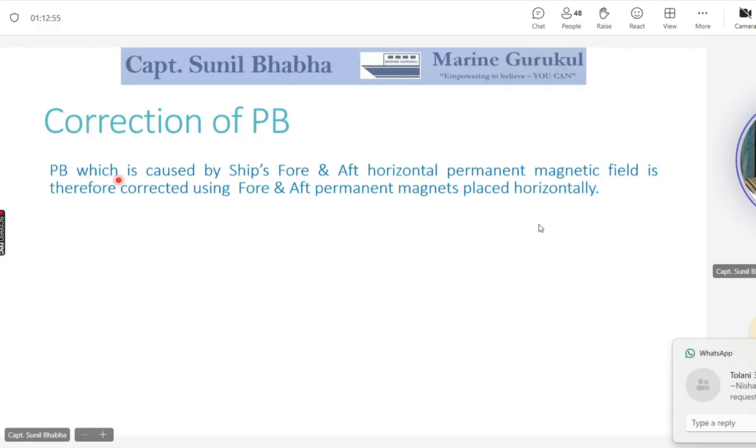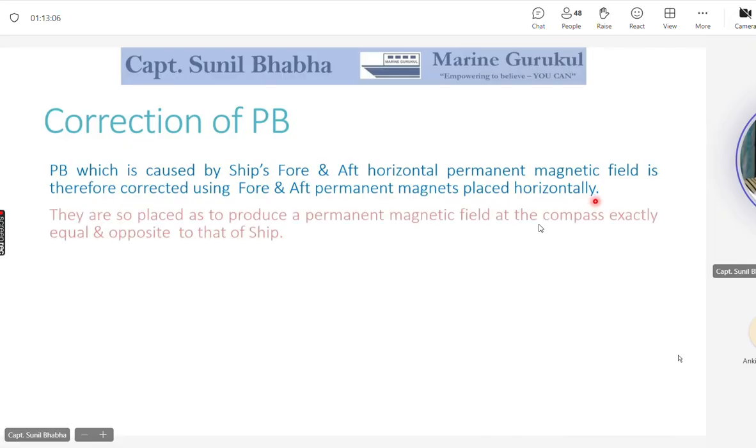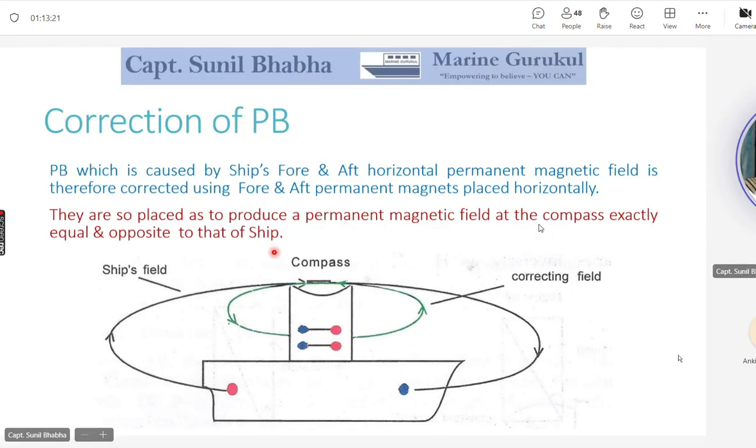So permanent B, which is caused by the ship's fore and aft horizontal permanent magnetic field, is therefore corrected using fore and aft permanent magnets which are placed horizontally. Now these magnets are so placed as to produce a permanent magnetic field at the compass location exactly equal and opposite to that of the ship. Now how do we do that? Let us try to understand using this diagram.